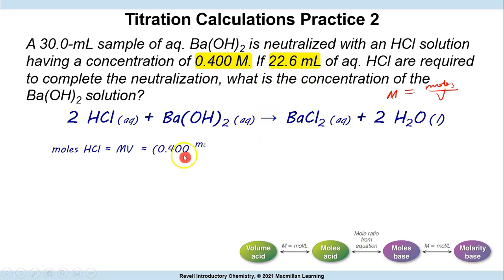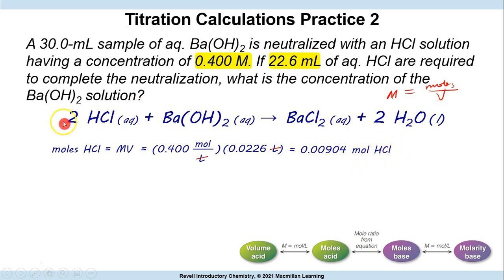So we have 0.400 mole per liter times, if you have to convert 22.6 milliliters to liters, you have to divide by 1000, and that is going to give you 0.0226 liters. So liters cancel and we are left with moles. That gives us a value of 0.00904 moles of hydrochloric acid.